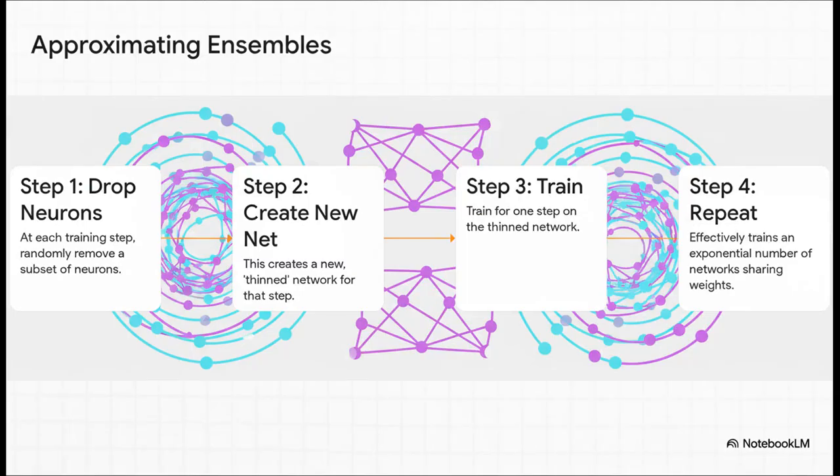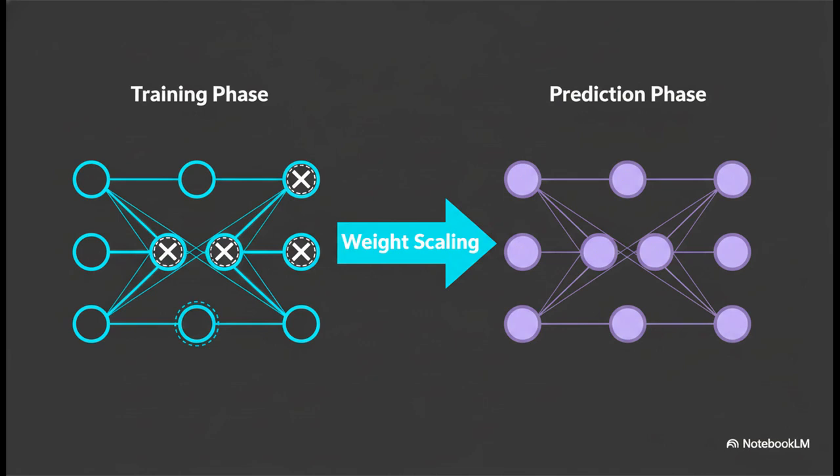So what is this actually doing? Every time you drop out different neurons, you're creating a new, slightly different, thinned-out version of your network. And you do this for every single training step. So over the entire training process, you are effectively training an enormous collection, we're talking an exponential number, of different networks that all happen to share weights. It's a brilliant hack.